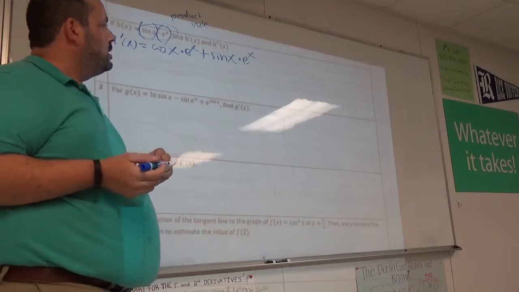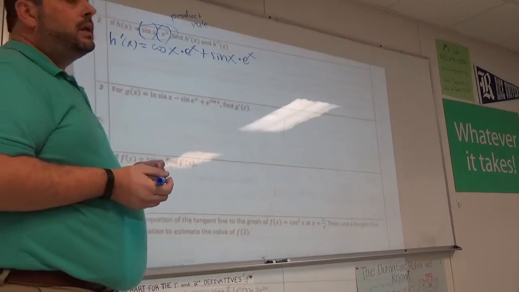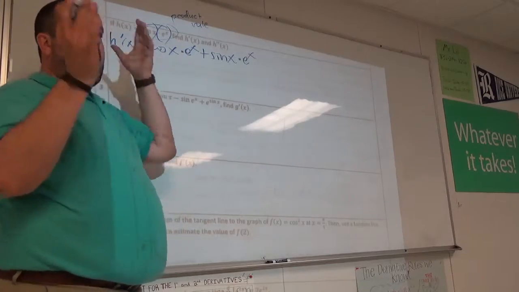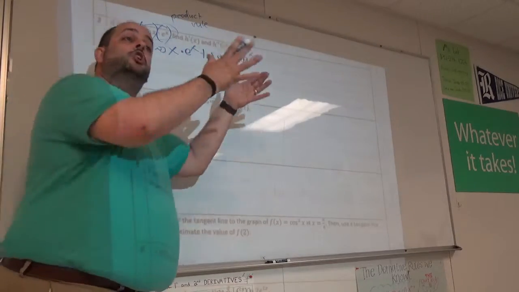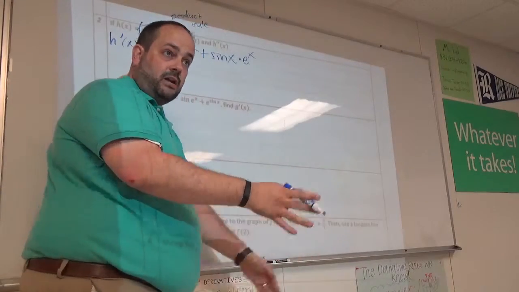Edgar: So we can't just say the sine prime of x. It has to be cosine. You have to actually finish off the derivative. I need you to know that the derivative of sine of x is cosine of x.